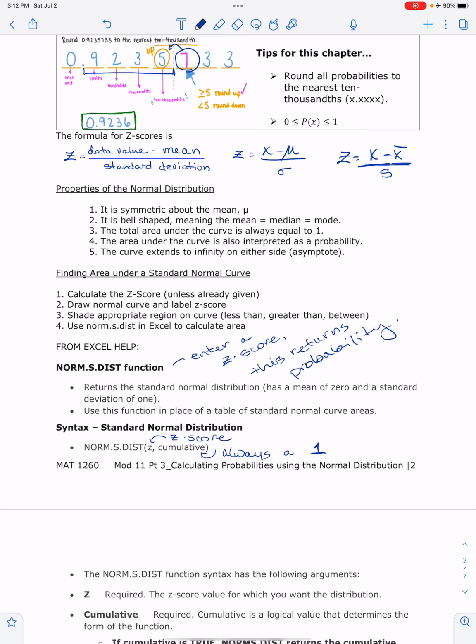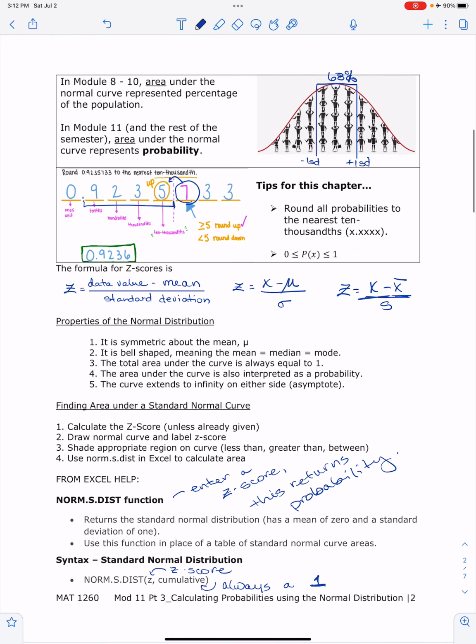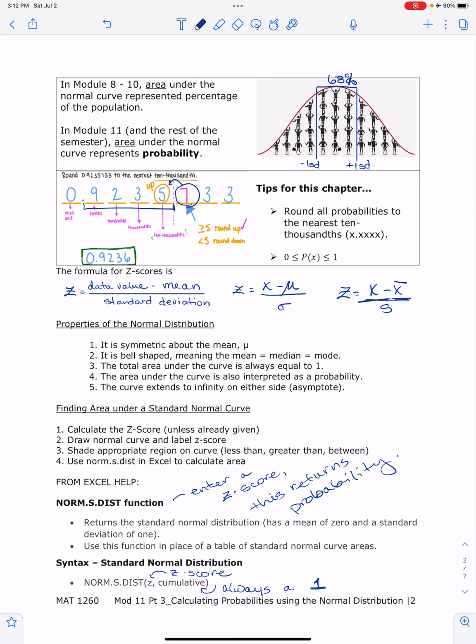Remember how we used the binomial distribution, binom.dist? It was always a 0. We wanted the probability at a given value and just that value. When we talk about our normal distributions, this will always be a 1. We want an accumulation of probability, so up to the value that we're looking at.